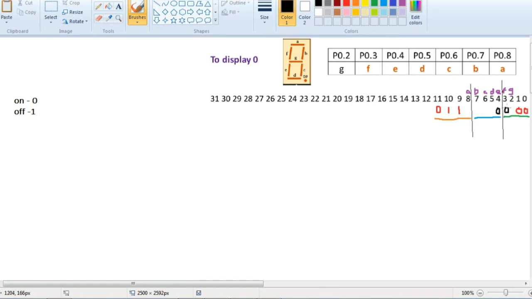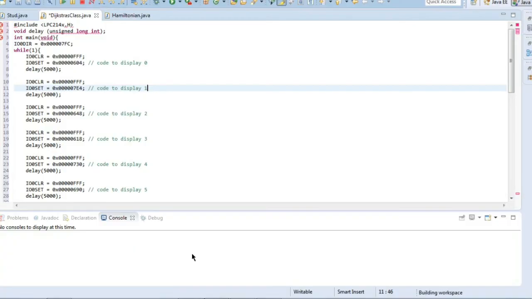Rest all places I will be filling with 1, because all the bits should be off, right? So after doing this, what is the code here? This is 7, and 1110 is nothing but before F, which is 15, means E. So here I will be writing E, and 0100 is 4. So 7E4 is the code for 1. F and E will be lighted and all others will be off. Okay, so that is for 1.